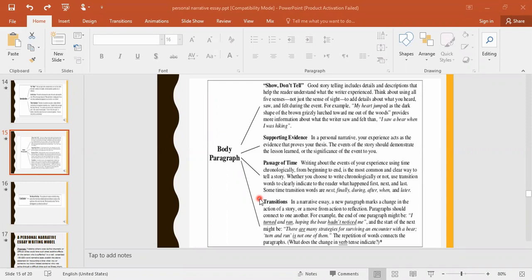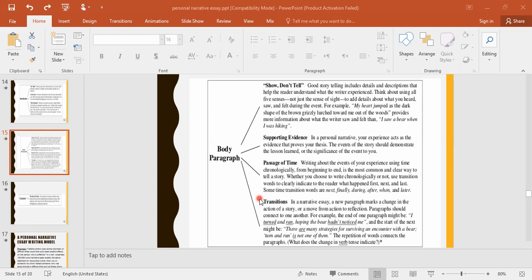Think about using all the five senses. يعني in the narrative tense, use your five senses. Smell, see, hear, touch, and taste. Use them. Describe them. Describe what you see, describe what you hear. All of these are very important. To add details about what you heard, saw, felt during the event.